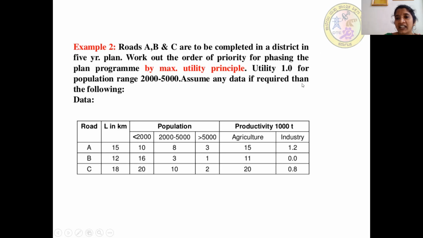Assume any data if required other than the following. Now here, what have they given? They have given 3 roads, and the lengths of the 3 roads are like this. And they have given utility for the range 2000 to 5000. He has given the utility range. Okay. Now what will we do?